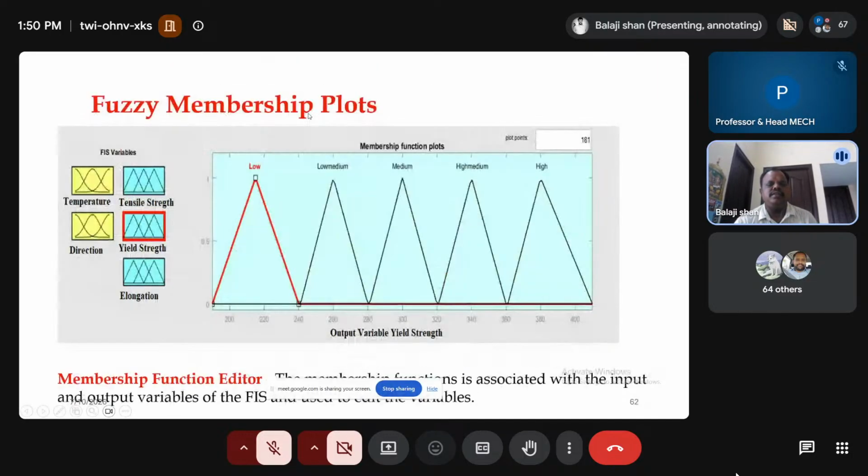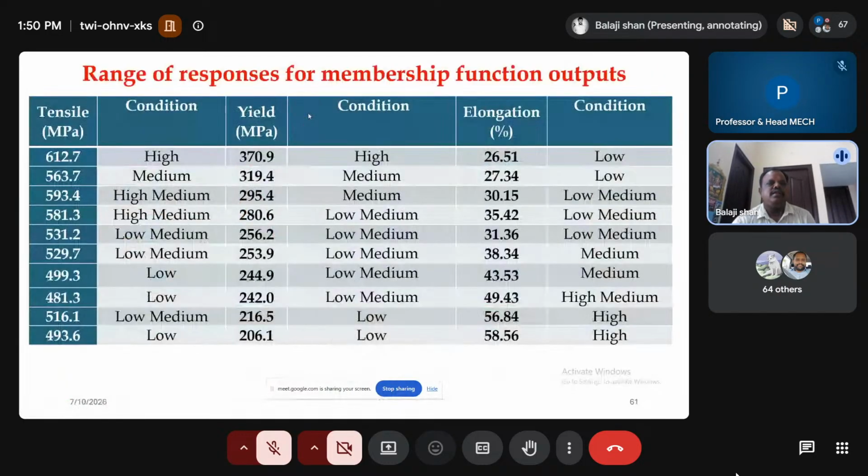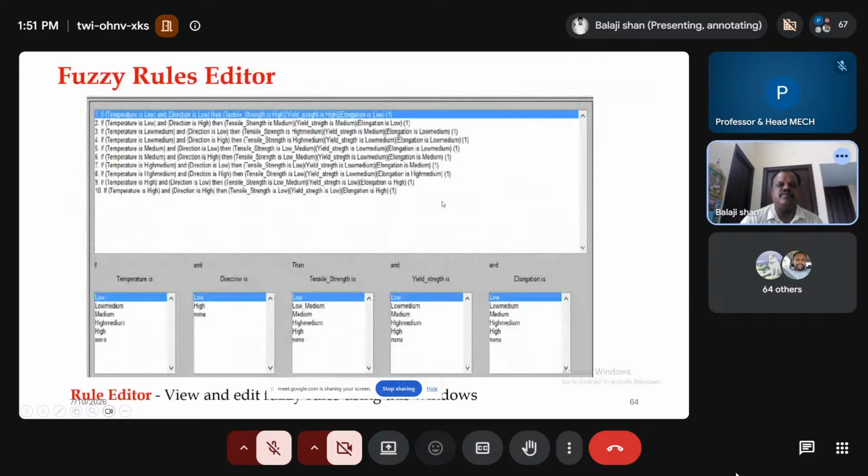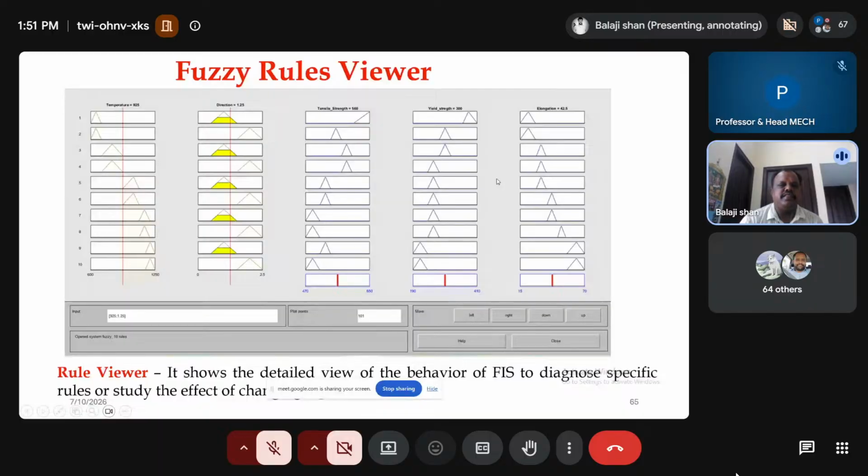Here you can see what the input values are. We have the temperatures 650, 800, 1000, 1100, and 2000. For example, we want to know the result for a temperature of some 750 degrees centigrade, and whether the direction is horizontal or vertical. We will get the tensile strength from the fuzzy rule viewer by changing the values in the input condition.